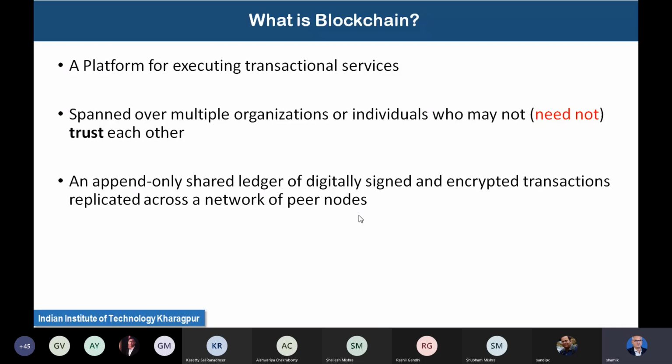Okay. And of course, as we have mentioned, it is an append-only shared ledger of digitally signed and encrypted transactions, which, of course, has to be replicated across a network of peer nodes. The term ledger we have used before, we are using again.